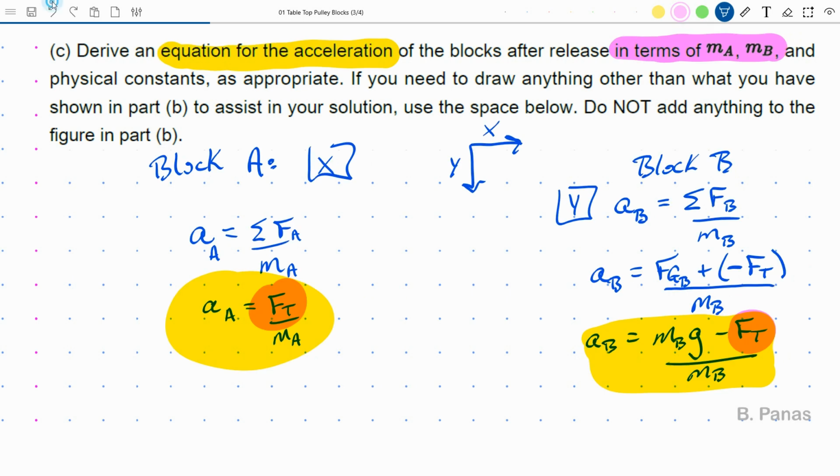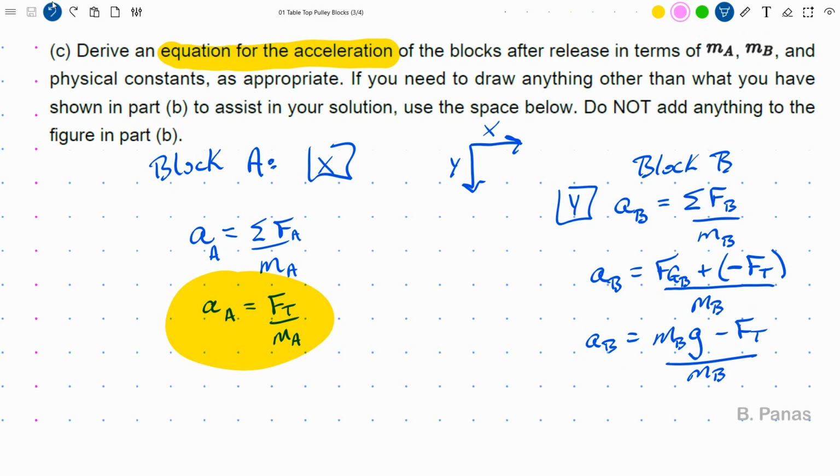So let me get rid of all that highlighting just to focus on what we're doing here. And let me continue because I'm not yet done. So I am trying to find it in terms of m A, m B, and physical constants. In other words, lowercase g is fine. That's considered to be a physical constant in this context, at least. Arguably, you could say it's somewhat of a variable, but it's so commonly accepted as a physical constant that we're just going to go with that.